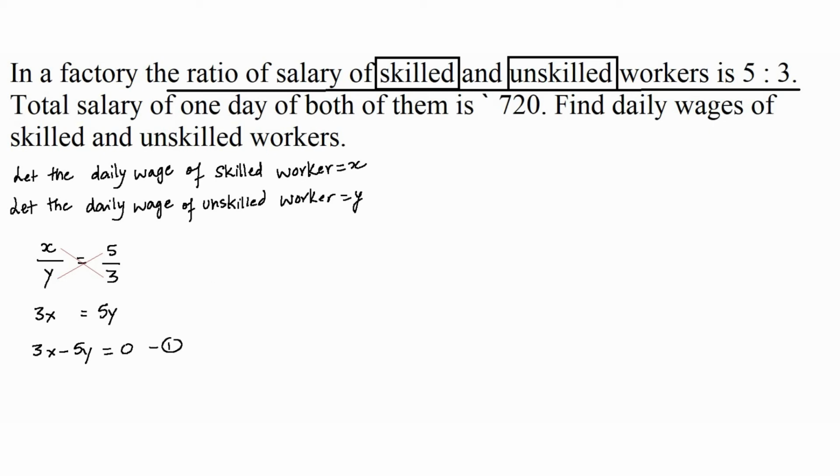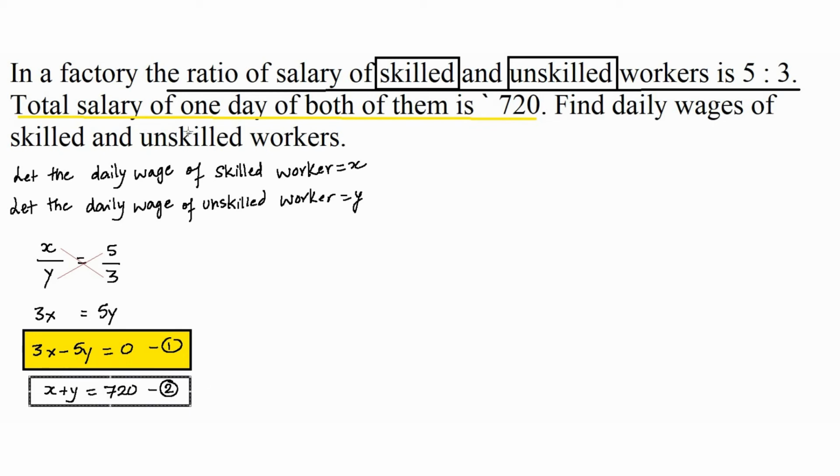This is my first equation. Okay, so now I'm going to frame the second equation. Let us fill this with a color so that we mark it as our first equation. Now it's given that the total salary of one day of both of them. So we have to add their two salaries. So the total salary will be x plus y, which is equal to 720. That's my second equation, right? So these are the two equations that I now have, and I have to solve for them.